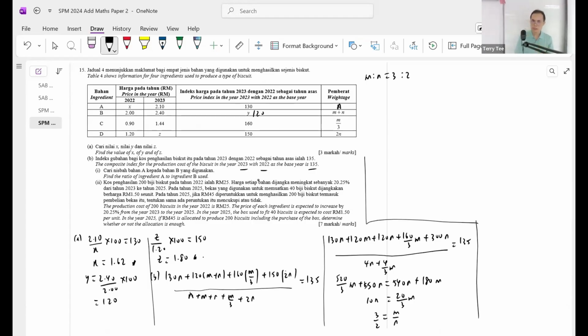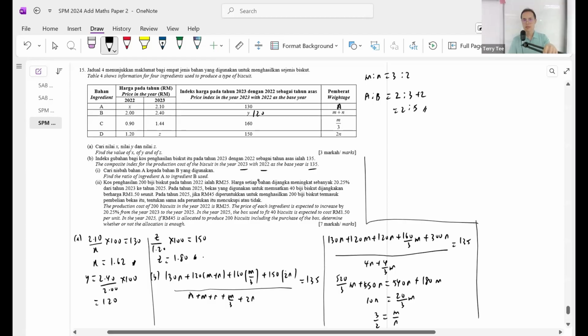Now, we are supposed to find the ratio of A is to B. Right? Ingredient A is N. Ingredient B is N plus N. So A is to B is 2 is to 3 plus 2, 2 is to 5. Okay? Very long. This is only part B, Roman 1. Let's look at B Roman 2.